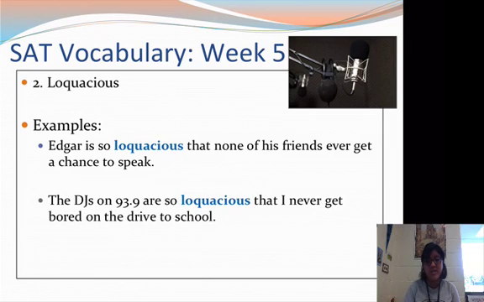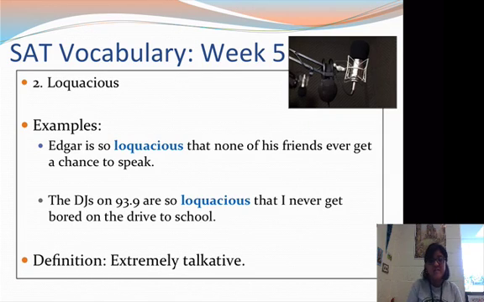The next word is loquacious. Edgar is so loquacious that none of his friends ever get a chance to speak. The DJs on 93.9 are so loquacious that I never get bored on the drive to school. Write down your guess for the word loquacious based on these 2 sentences and the picture, and when you're ready, copy this definition. Pause the video if you need to. Write your guess down first. Loquacious means extremely talkative. Now, when you've copied that, write your own original sentence using the word and pause the video if you need to.